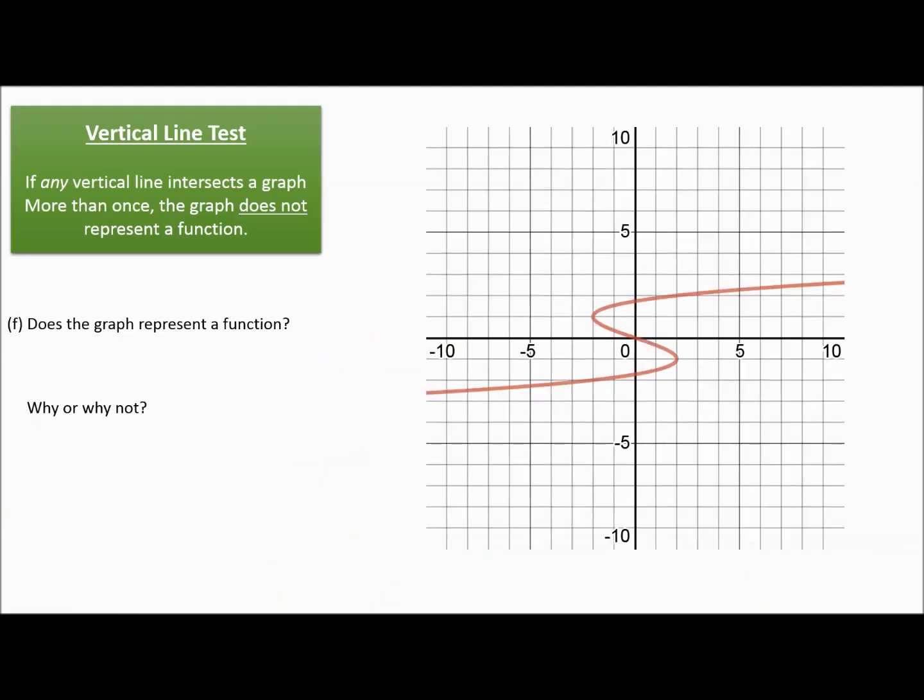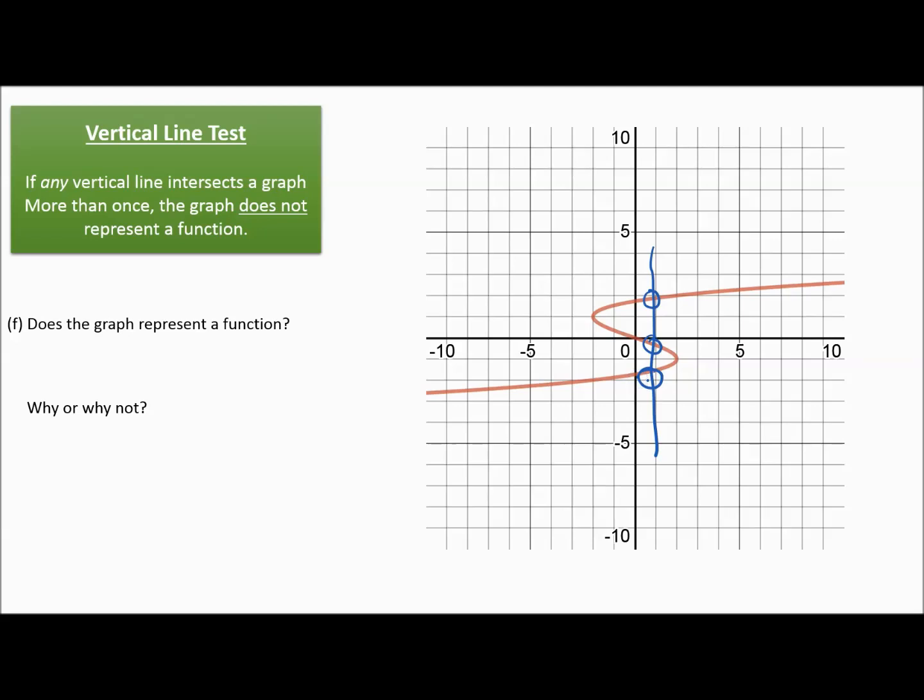All right, next question. Does this graph represent a function? Now, I kept up there in green for you to remind you the vertical line test, which says if any vertical line intersects your graph, which happens to be in red, more than once, the graph does not represent a function. And look, there's a vertical line already drawn over there for you, the y-axis, but I could draw my own. Look, right here. It intersects the graph more than once, definitely.